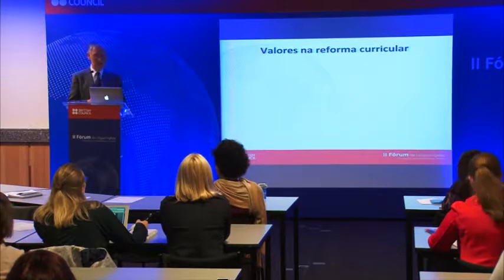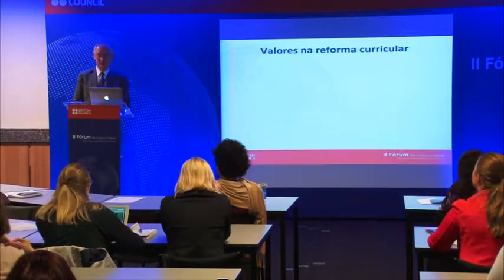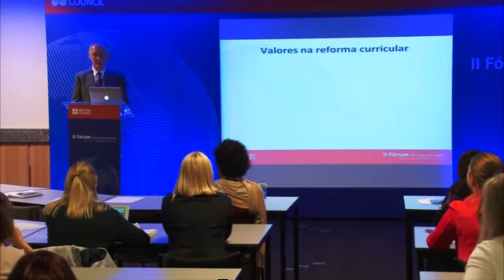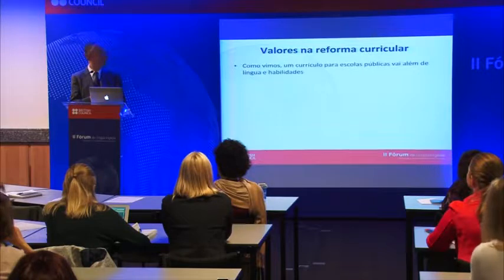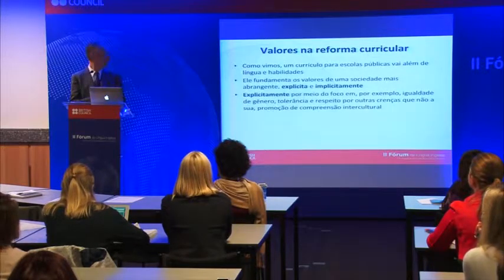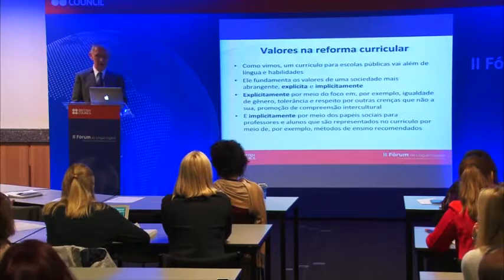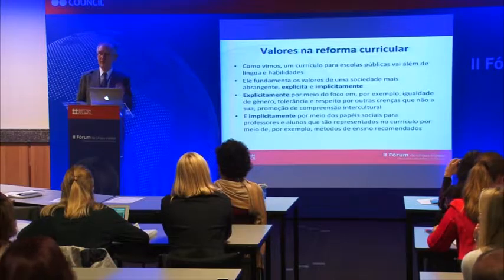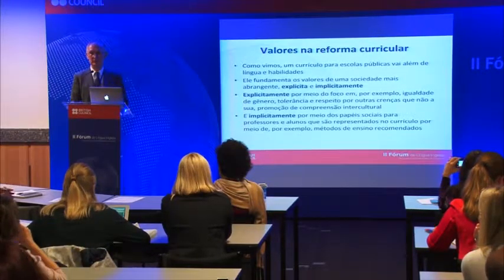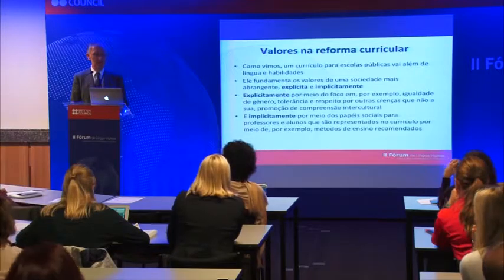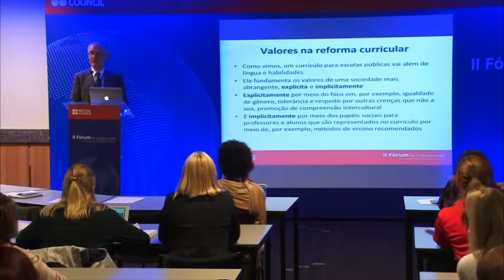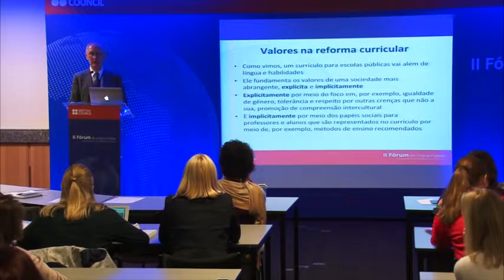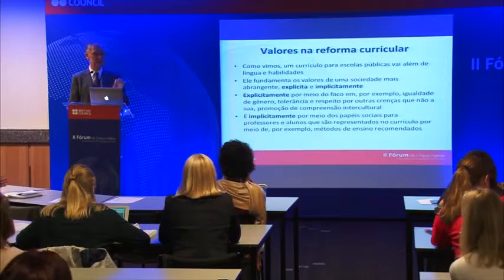So, we think about values. Our curriculum for government schools should go beyond language and skills. It should instantiate values of the wider society explicitly and implicitly. If we think about explicit values, then the curriculum should focus on gender equality, extremely important. It should focus on tolerance and respect for other belief systems than our own. It should focus on promotion of cultural, intercultural understanding. So these are explicit things.